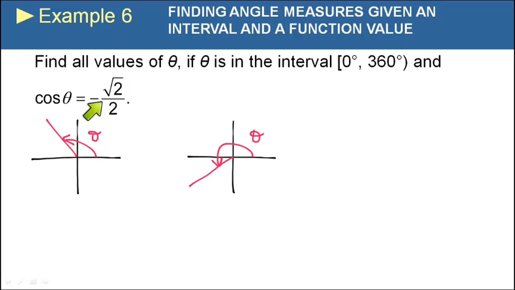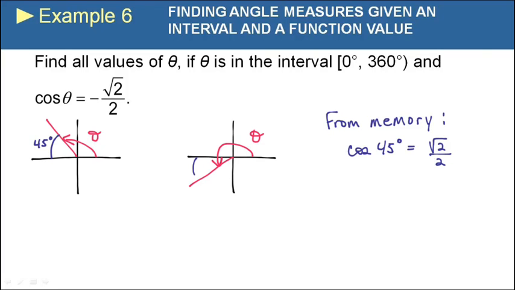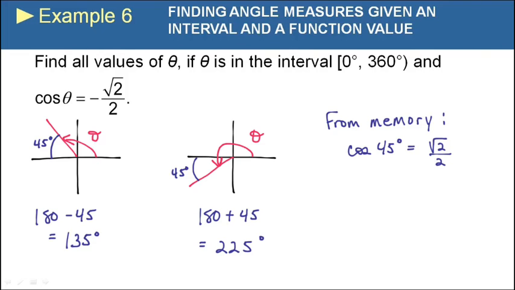Okay, now the square root of 2 over 2 is another clue. What reference angle matches square root of 2 over 2 as a cosine value? Well, that would have to be 45. So we know the reference angle is 45 from memory. Okay, that lets us label here and here. Okay, now 180 minus 45 gives us our first angle. So this one is 135. And 180 plus 45 gives us our second angle. So that one would be 225.